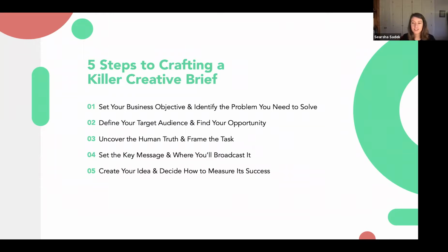The fourth part is setting your key message. So if people were to walk away from your ad, what is the one thing you want them to understand, and where you'll broadcast it. So making sure that you choose the right direction and the right place for your creative idea to live. And then the fifth part, which is where the magic happens, is creating your idea and deciding how to measure its success.